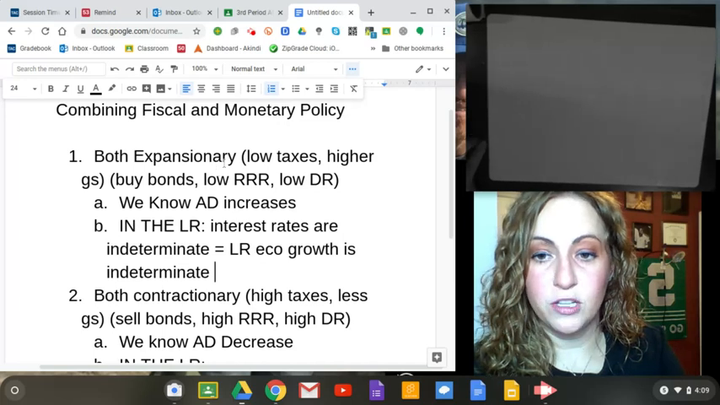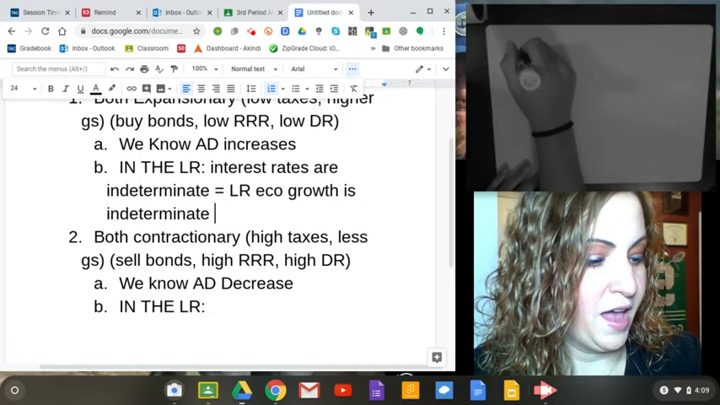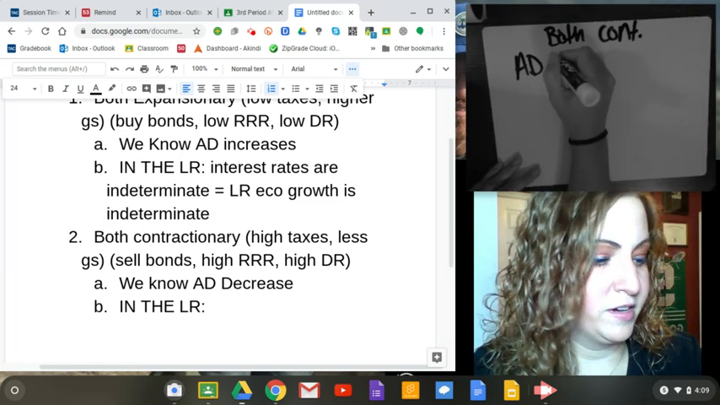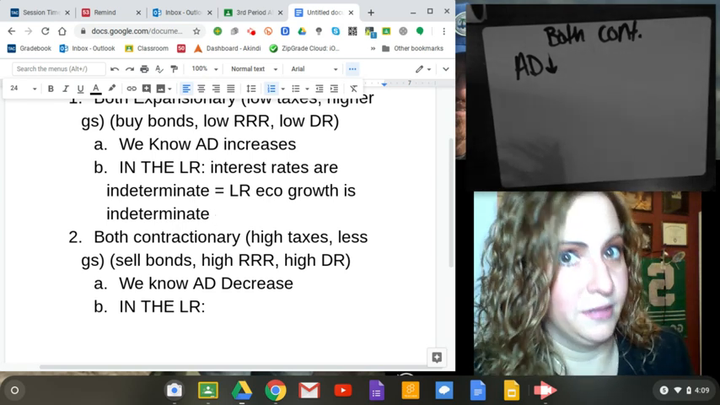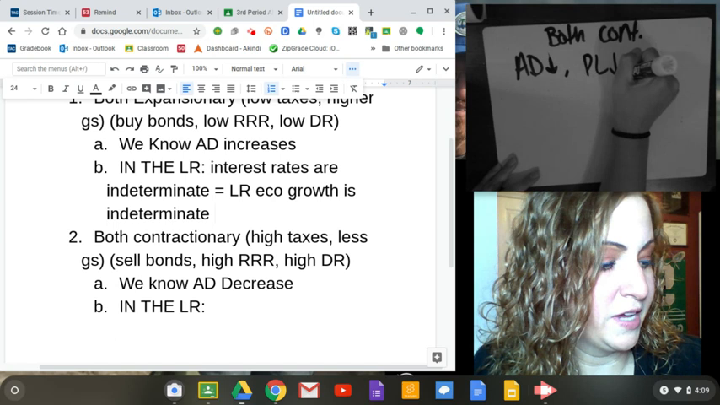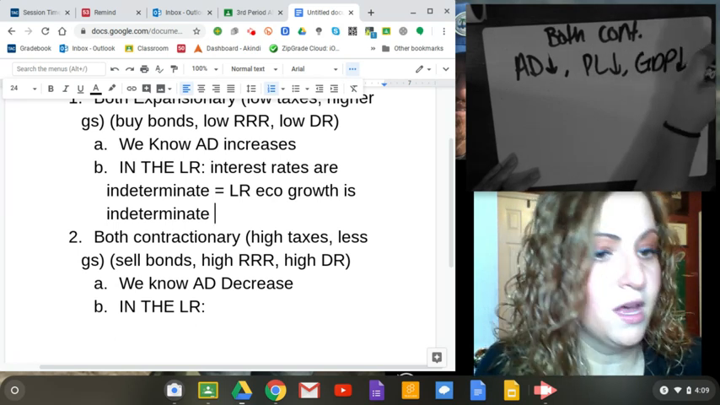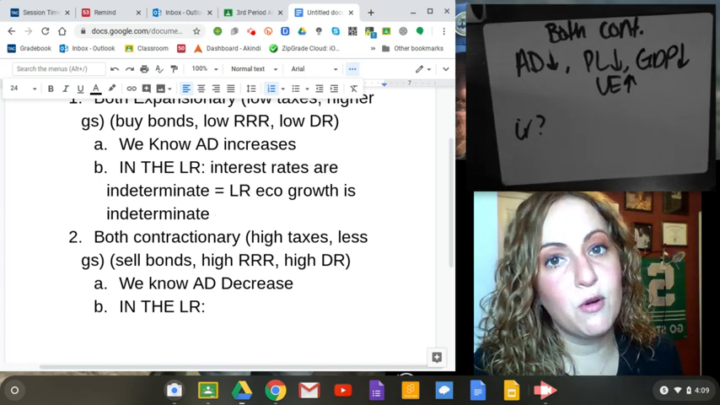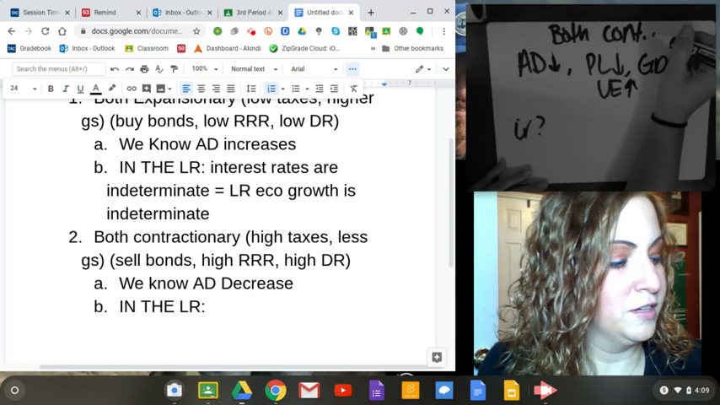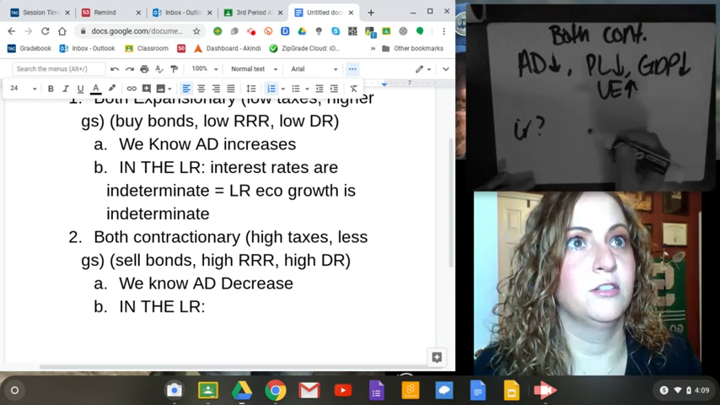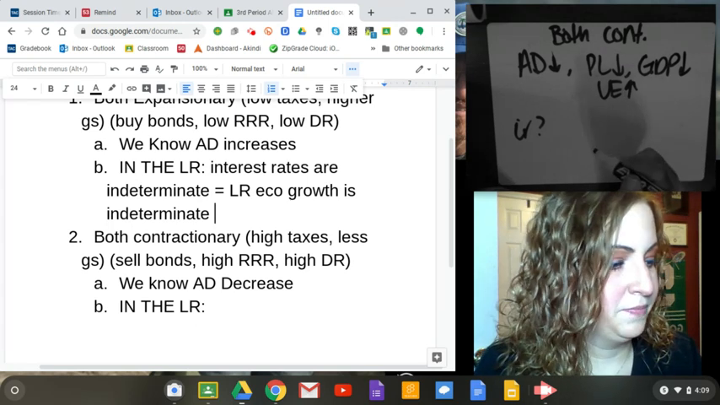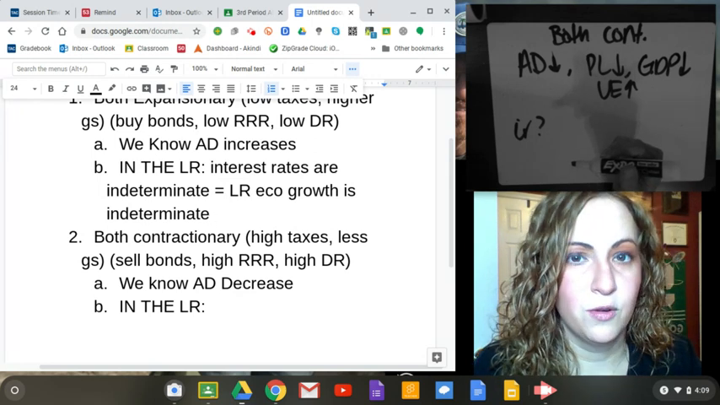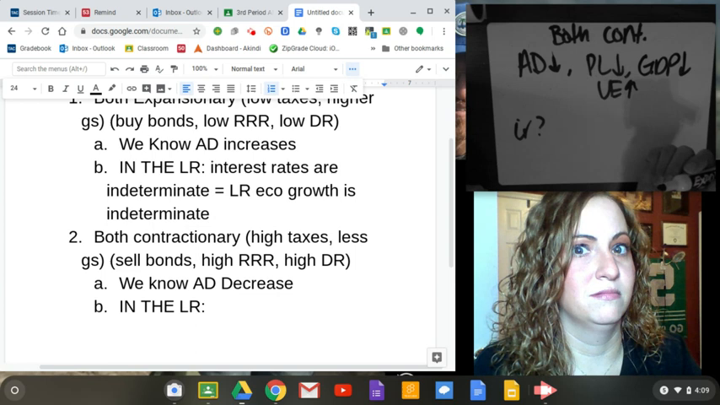Like we just said, both contractionary. We have aggregate demand. This is both contractionary. Aggregate demand is going to fall because they're both going to contract the economy, which means price level goes down. We know that GDP is going to go down and unemployment rates are going to go up. But interest rates, well, just like when they were both expansionary, contractionary monetary policy contracts the economy, raises interest rates. But contractionary fiscal policy is not crowding out anymore, it's crowding in, where now interest rates are going down.